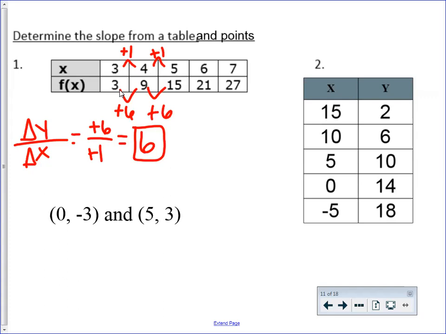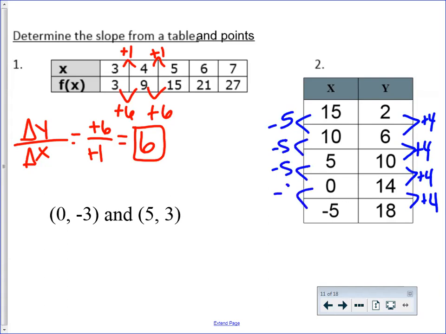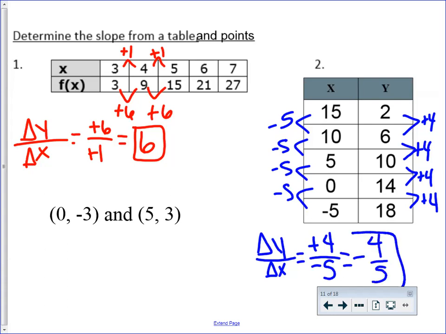All right, so on this next one, my change in y is plus 4, and I see it's plus 4 all the way down. So now let's do our x's. I see 15 to get to 10, I'd have to subtract 5. And all of them, I end up subtracting 5. So then my slope is my change in y over change in x, which is positive 4 over negative 5. Positive divided by negative is just a negative, so that gives me negative 4/5 as my answer.